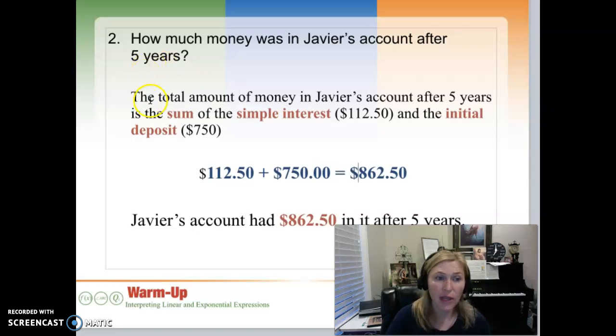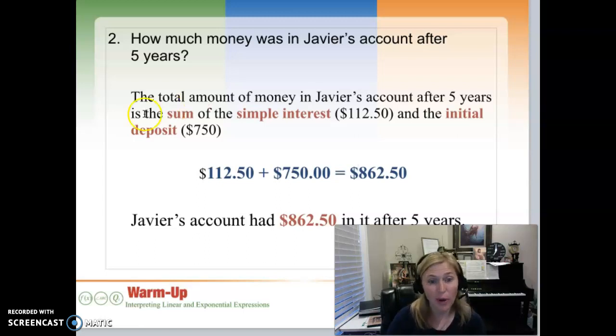Okay, so here's how we do it. You don't need to write down all these words. You need to write down this. But how do we do it? We find the total amount by adding the interest to the deposit that he had. And then that tells us what it will be after 5 years. Okay? Yay! You made it through 5 minutes of boring math video, number 1.